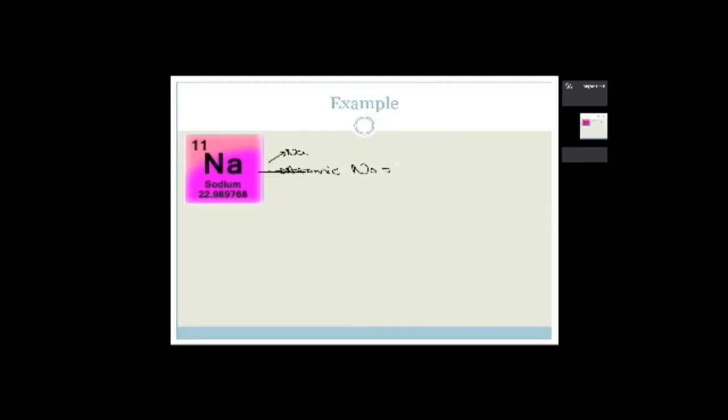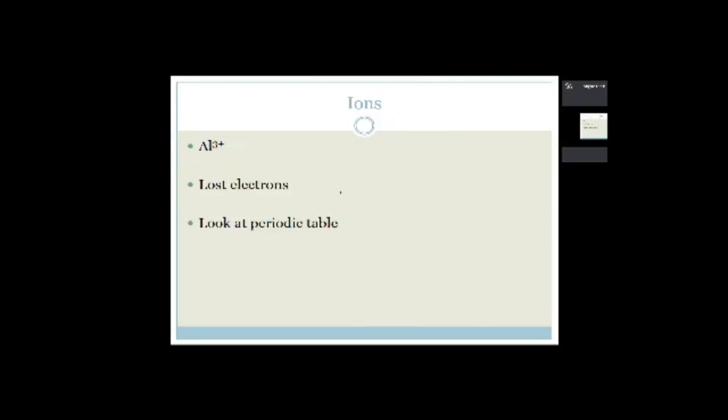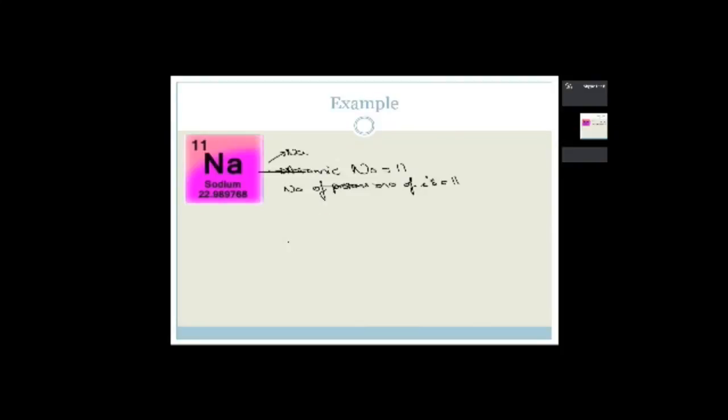The atomic number is 11, which means the number of protons equals the number of electrons, which equals 11. And the other thing you can realize is that this here is the relative atomic mass. So if we rounded it up, do you agree that the relative atomic mass is 23? But that is the number of protons and what? Protons and neutrons.